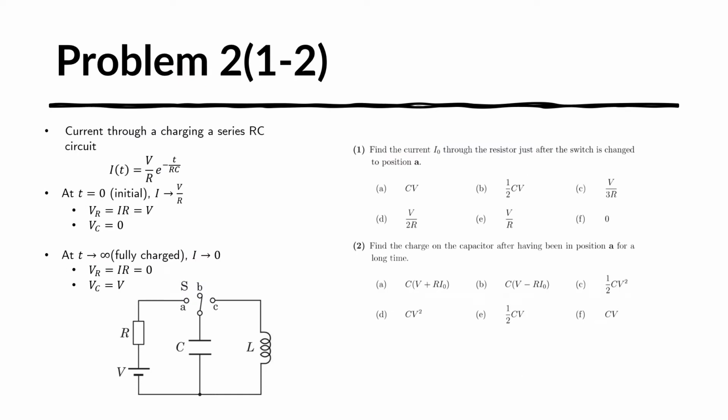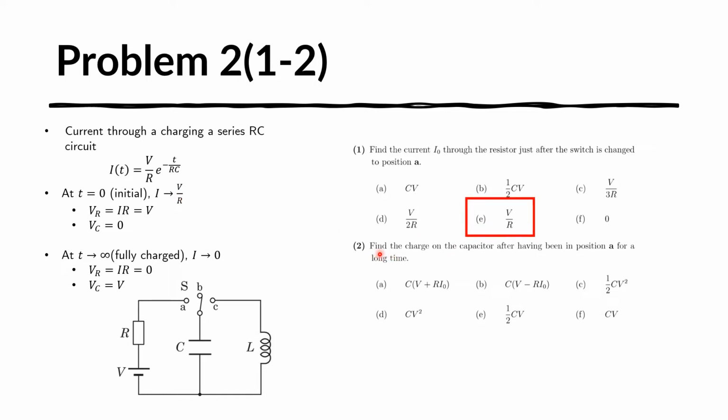For the first question, we need to find the current I sub 0 through the resistor just after the switch is changed to position A. This corresponds to time t equals 0, and thus that corresponds to the current I equals V over R. And so this will be our answer.